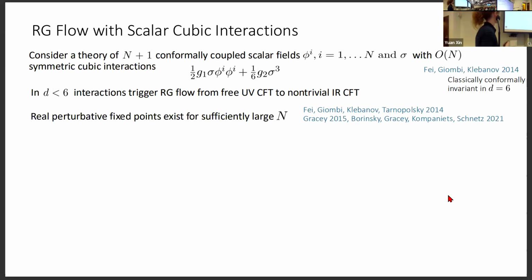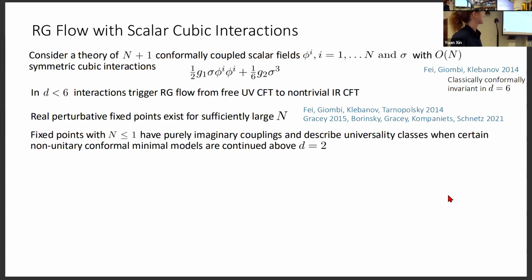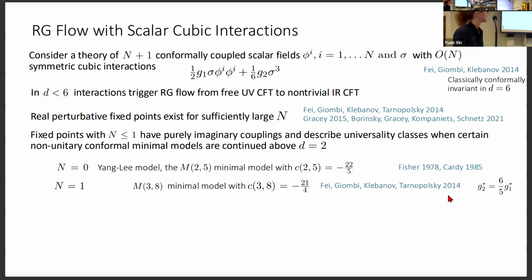And there are real fixed points of this RG flow for sufficiently large n. But also for n less than or equal to 1, there are purely imaginary fixed points that describe universality classes that correspond to continuing some of these non-unitary minimal models above 2 dimensions. So for example, as we heard from Zemo and Andre's talks, the n=0 case in 2 dimensions corresponds to the Yang-Lee model, or the M(2,5) minimal model. And the n=1 case corresponds to this M(3,8) minimal model.